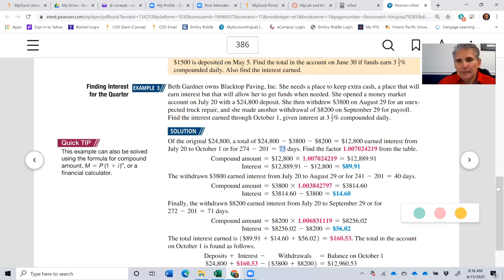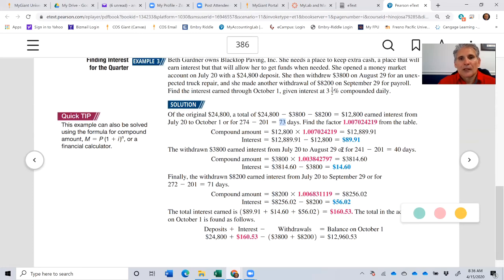Let's scroll down just a bit. And then finally, the last deposit that was made, or rather the last withdrawal that was made, was $8,200 on September 29th. And we figure out how many days that was between when the account opened and when the withdrawal occurred.